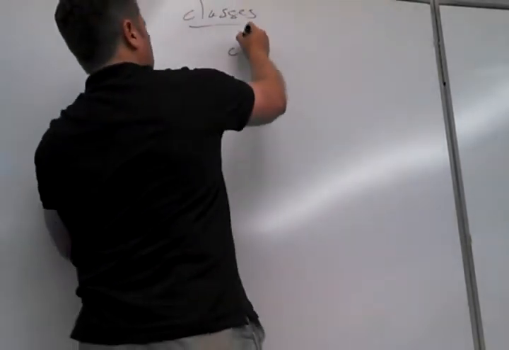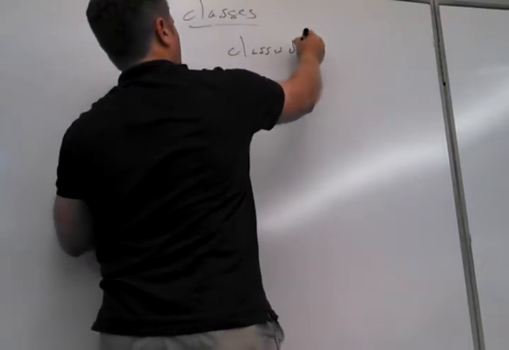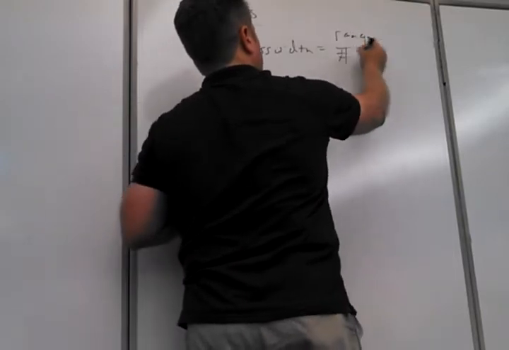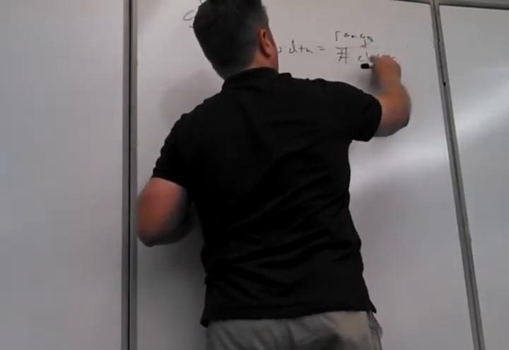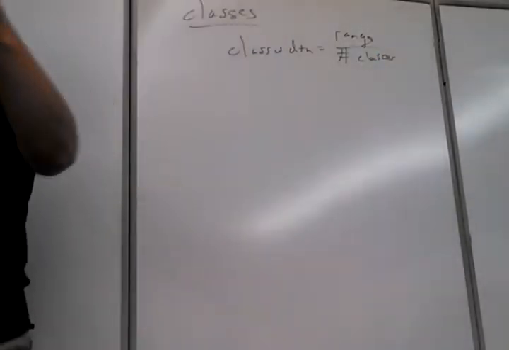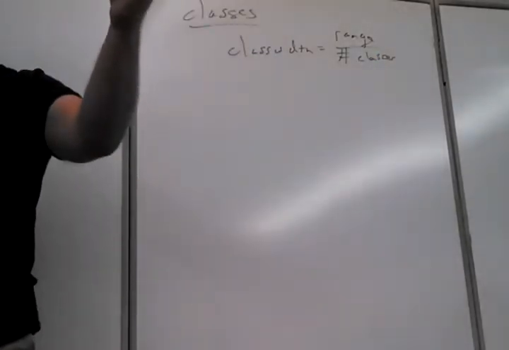So the class width is the range divided by the number of classes. How far it's got to go divided by how many you're going to use is going to tell you how wide each one has to be.